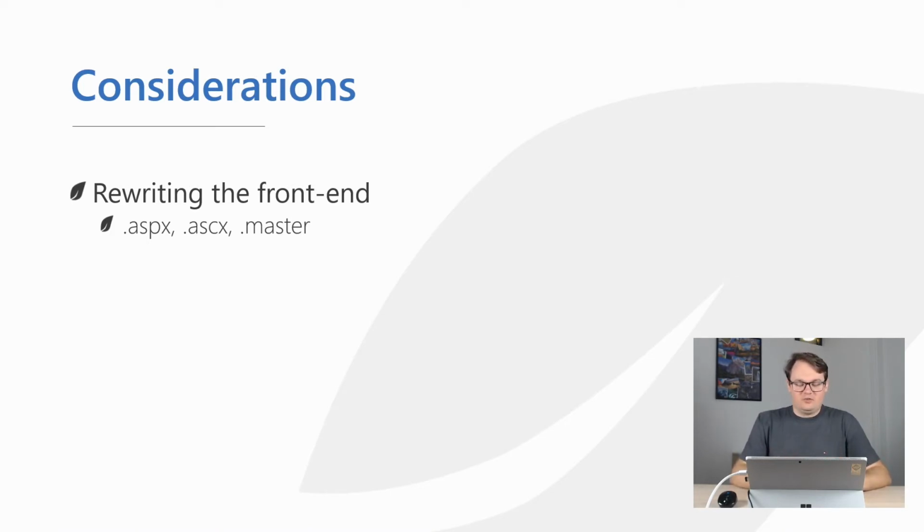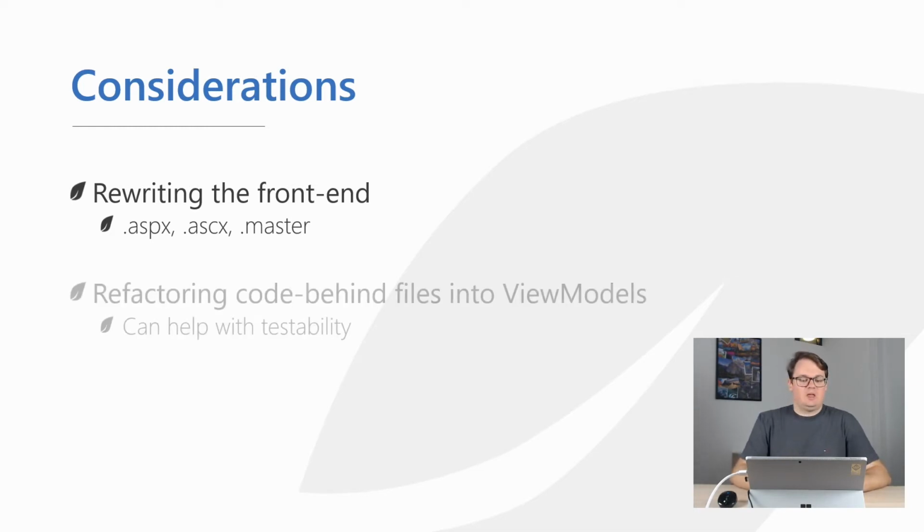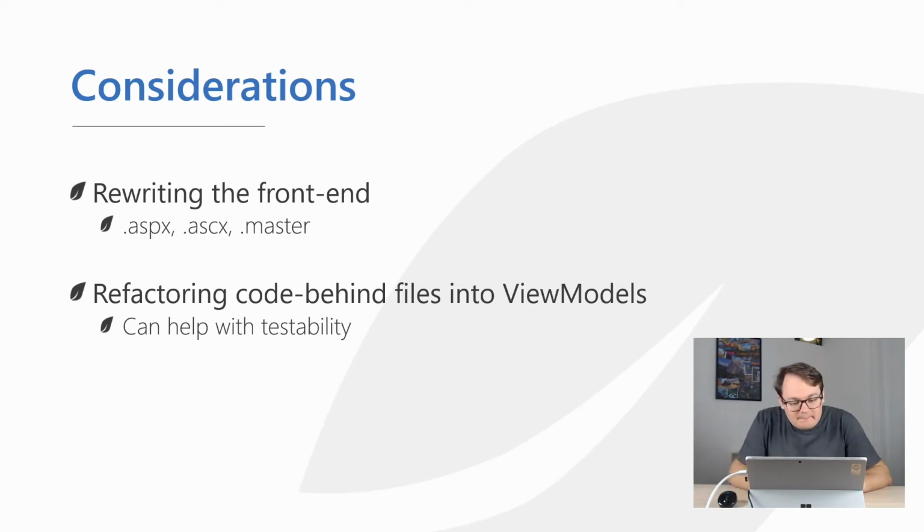Also, all the references to the system.web.something will need to be changed because system web is not ported to .NET Core, and it never will be. Yeah, so this is the thing. And also their code behinds for these pages should be refactored in the view models, and that's what you will see in the demo I will be showing in a few minutes.